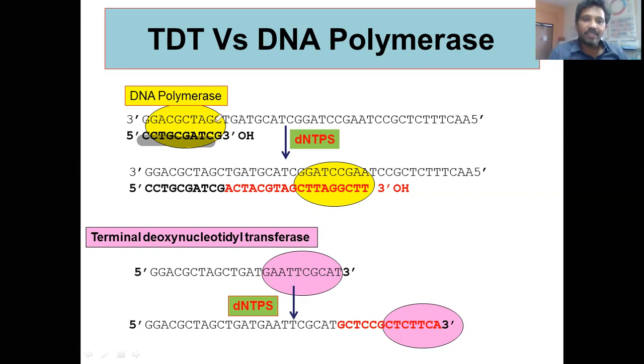So hence DNA polymerases and RNA polymerases, all of them are template dependent polymerases. So they'll synthesize the RNA or DNA only based on the template. The complementary strand is synthesized. They don't synthesize new DNA from nothing. They only add to the existing DNA.